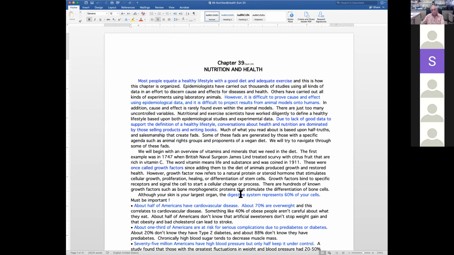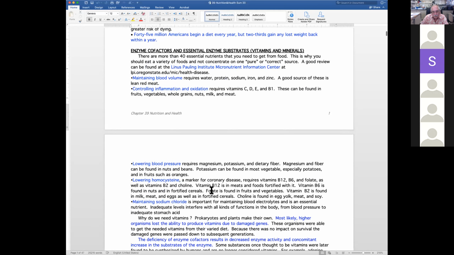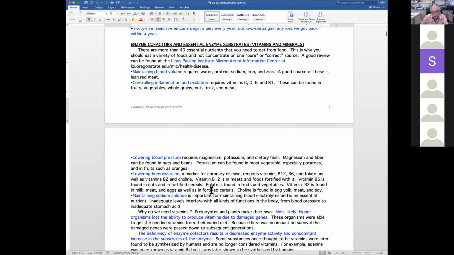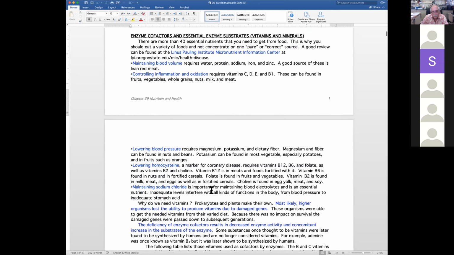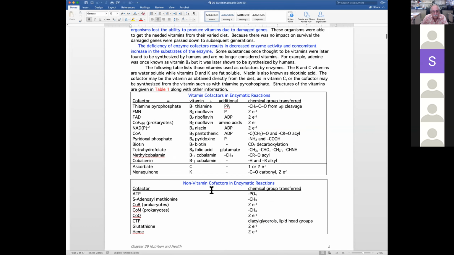So yeah, nutrition, I went into a little bit of nutrition, but it's not meant to circumvent a nutrition course. If you take a nutrition course, there's a lot of stuff that you won't learn about that we talk about in here. So I went into a historical and functional explanation of enzyme cofactors and enzyme substrates, of which many are vitamins and minerals that are essential.